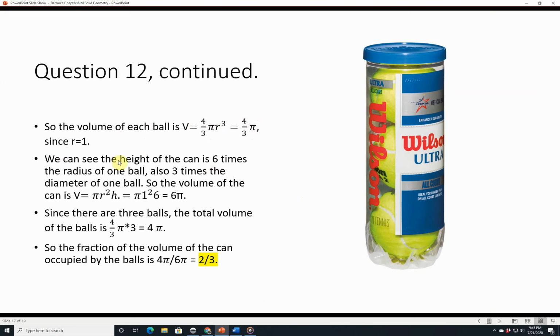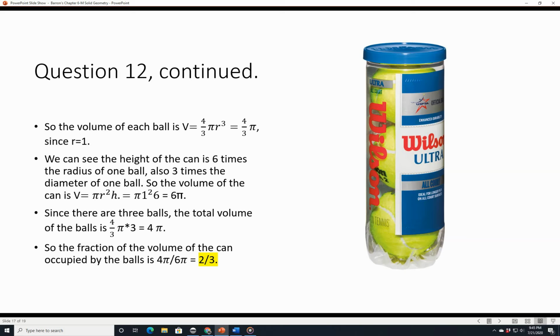So, we can see the height of the can is 6 times the radius of one ball because you can go radius, 1, 2, 3, 4, 5, 6. Just divide 3 by 1/2. You divide it into little half diameters. So the height of the can is 6 times the radius of one ball, or it's 3 times the diameter of one ball. So the volume of the can is V equals pi r squared h. Pi times 1 squared times 6 is equal to 6 pi.